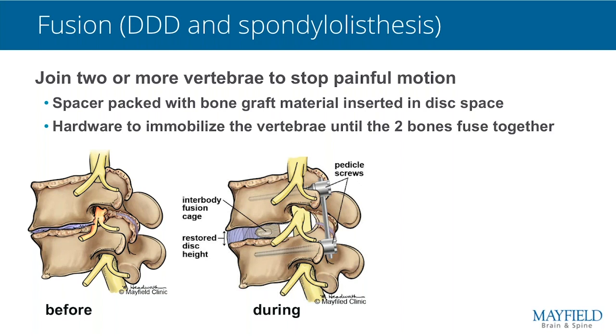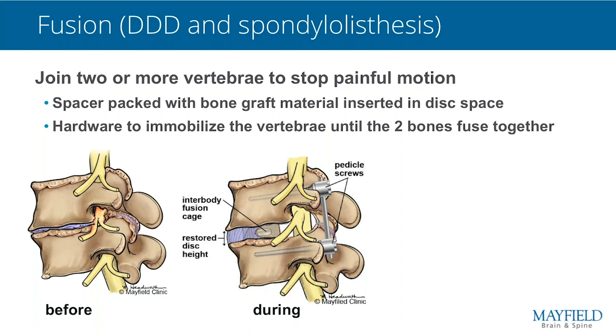The first is a device called a fusion cage, and it's placed between the vertebra to restore the disc height. And the reason it's called a cage, it has an opening inside of it that they place material in, and the material is to create bone growth between the vertebrae, and that's what makes the fusion.